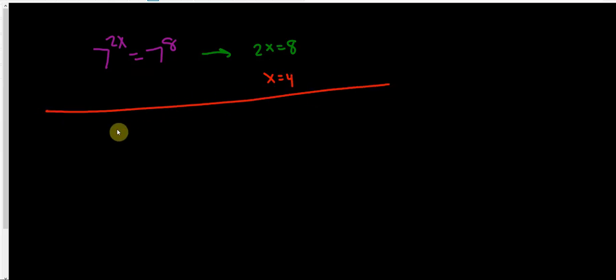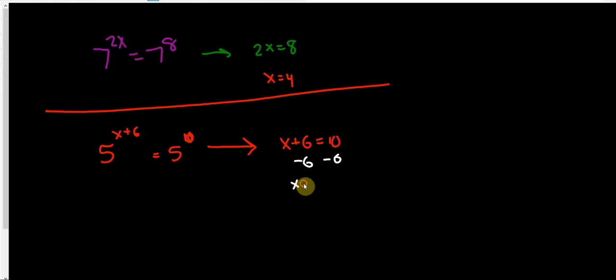Maybe one more for good measure with the same base, like 5 to the x plus 6 is equal to 5 to the 10th. Oh, well, if the bases are equal and these two things are equal, that must mean the exponents are equal, and I could easily now subtract 6 from each side to solve for x. X is equal to 4. So these have been pretty easy because the bases have been the same. Now what happens when I don't have the same bases? What happens when I have something like 2 to the x equals 16? Well, what I would like to try to do is get the same base.